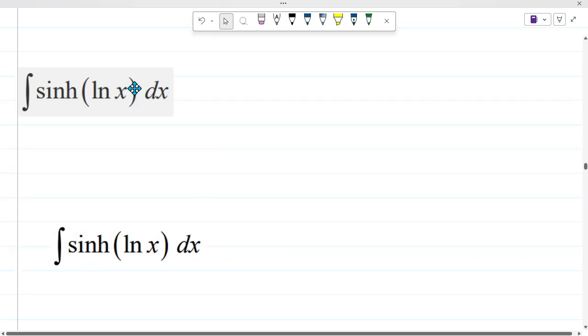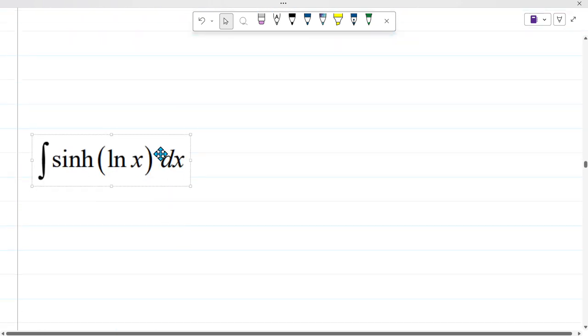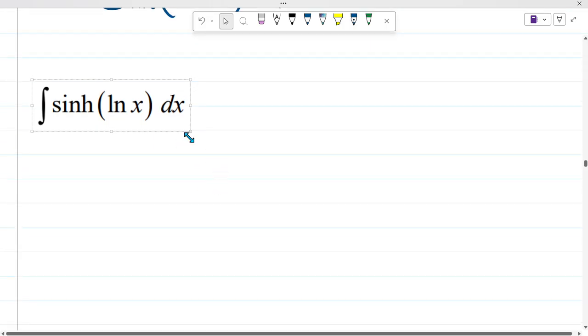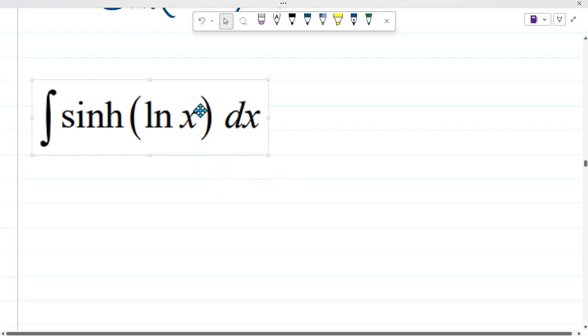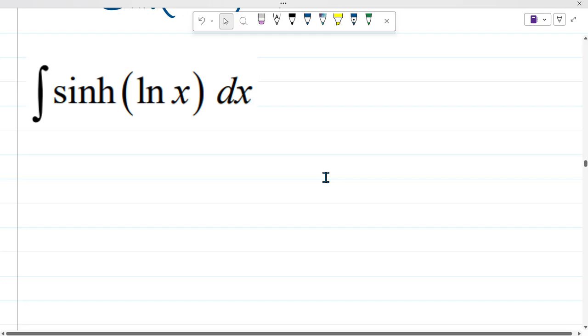All right, now we have this one. It looks similar to that one, but they are not the same. This one, it's a little bit tricky if you won't remember some properties or some rules. Okay, look at it. We've got a hyperbolic function which has an argument of a natural log of x dx, and we're supposed to integrate it.